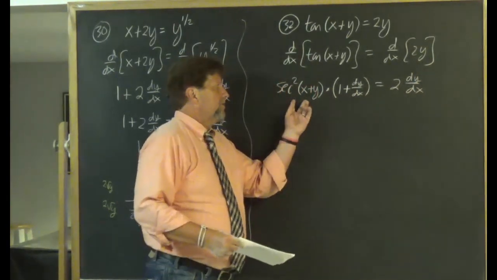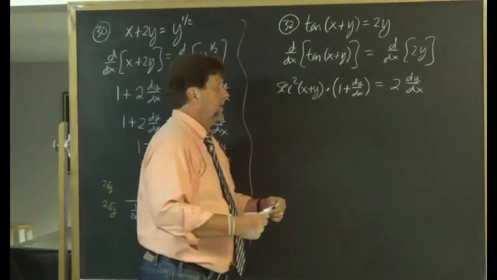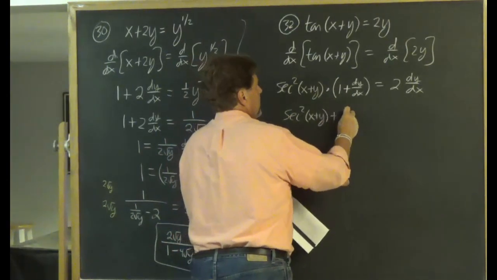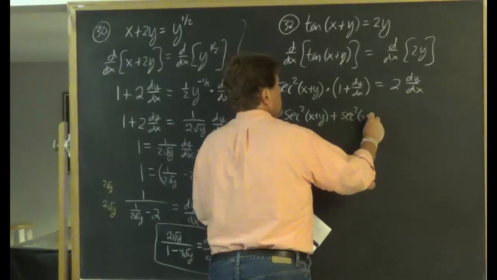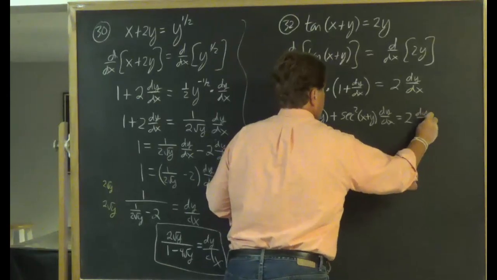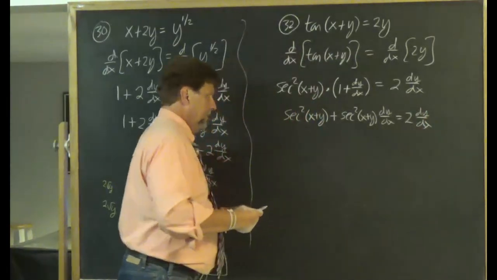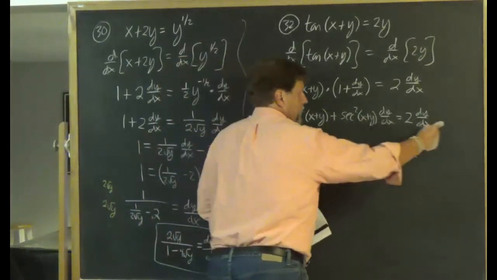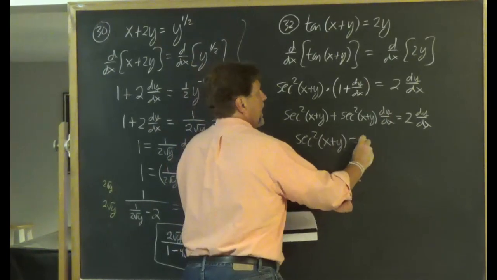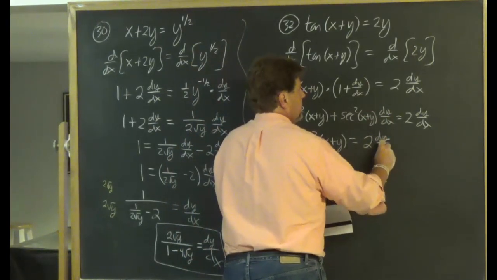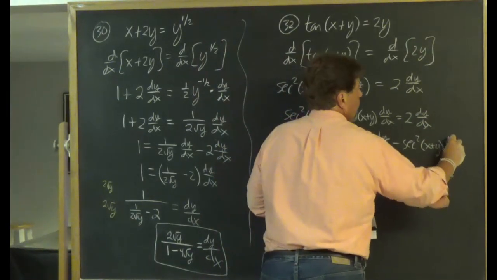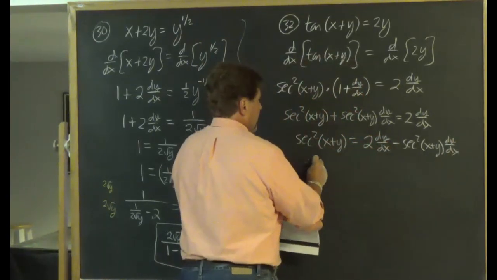All right, what I would do is distribute the secant squared of x plus y to get secant squared of x plus y, plus secant squared of x plus y dy/dx, is equal to 2 dy/dx. And then I'm going to subtract that from both sides of the equation. That way I get all of my terms involving dy/dx over on the right side. And once you get them on one side, then you factor out the dy/dx.